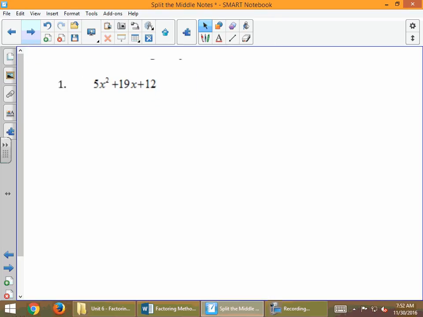So follow those same exact steps. We want to factor. Ask yourself, can we take out a GCF? The numbers are 5, 19, and 12. Well, can't take out an x, can't GCF. So what's our first step? What do we have to do?